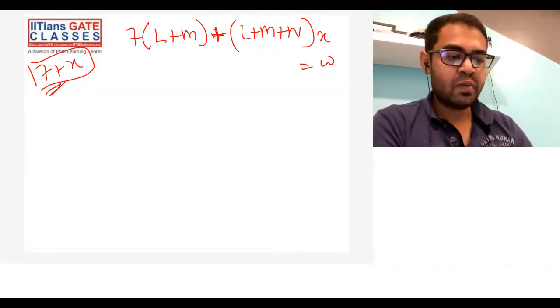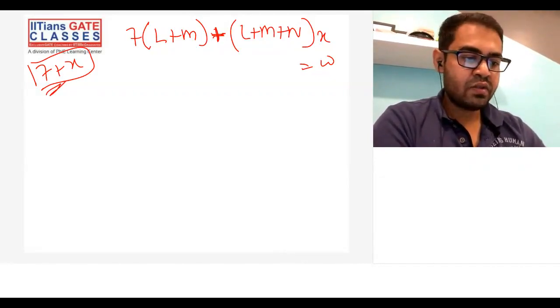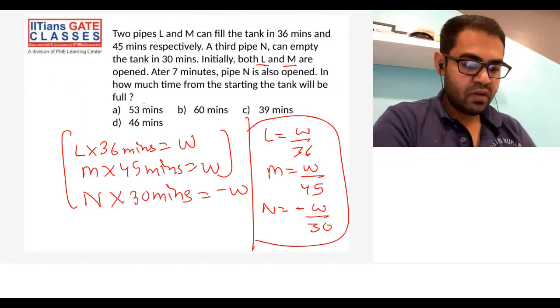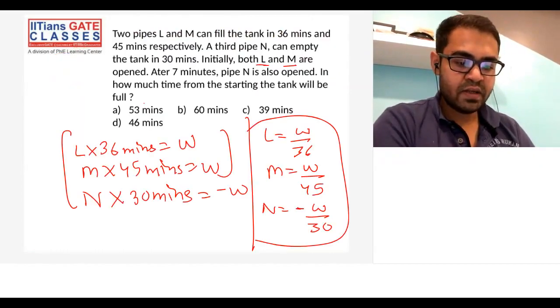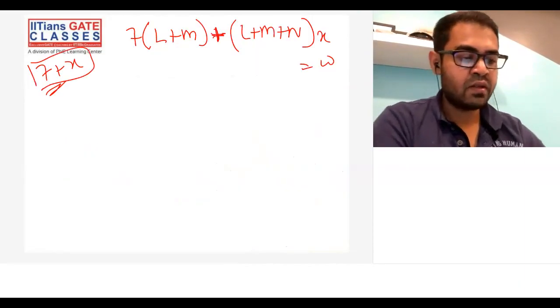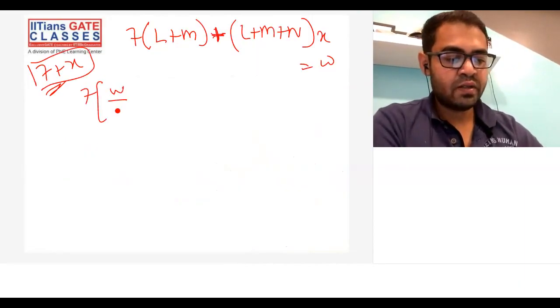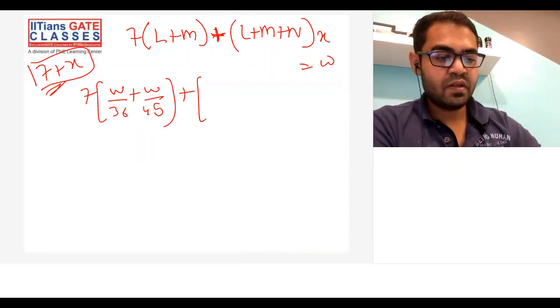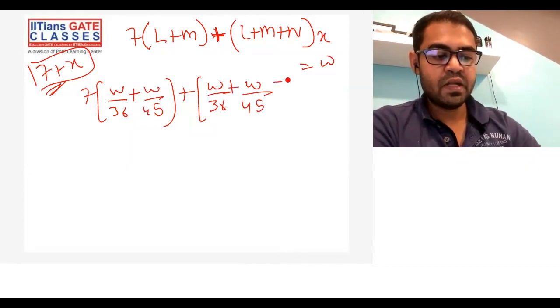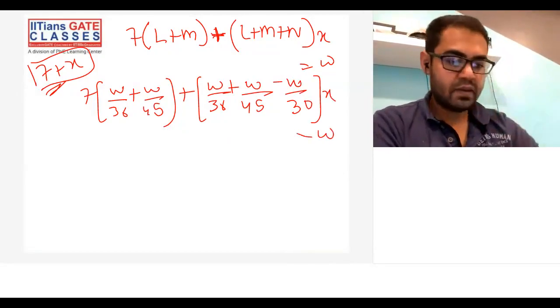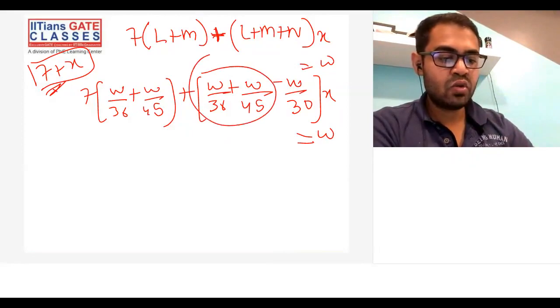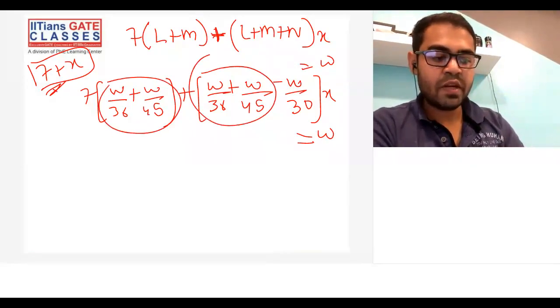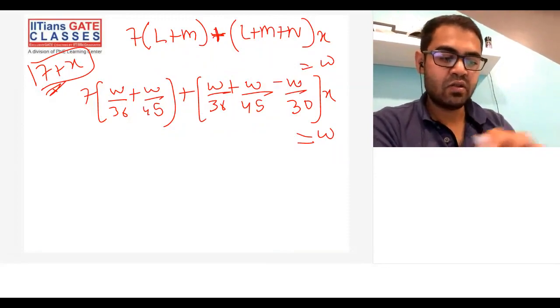So this is what we have. Now what we'll do is substitute the values. So L is W by 36, M is W by 45 and N is minus W by 30. So W by 36 plus W by 45 minus W by 30 is equal to W. I'm now combining these two. The reason being I want to separate out X and 7. That's the only reason.